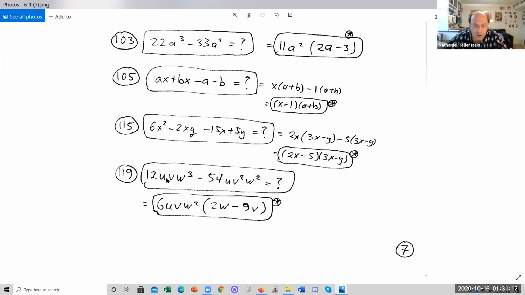Here's just a simple factorization one. 12uvw cubed minus 54uv squared w squared. All right, 12 and 54 have a common factor of 6. U to the first, u comes out here. V and v squared, v to the first here. W to the third and w squared, pull out the lower power, w squared. So 6uvw squared. When you divide these two terms by this, we're left with 2w minus 9v. 6uvw squared times 2w minus 9v.